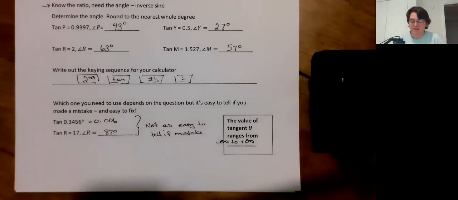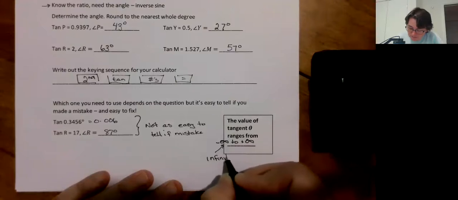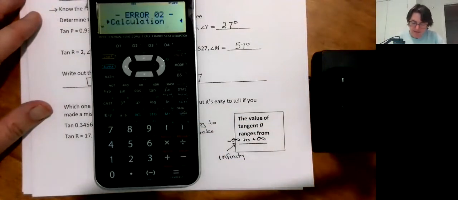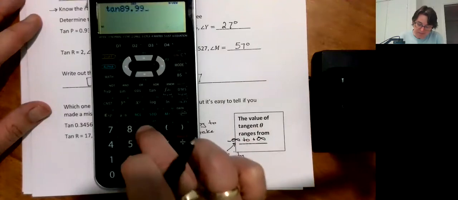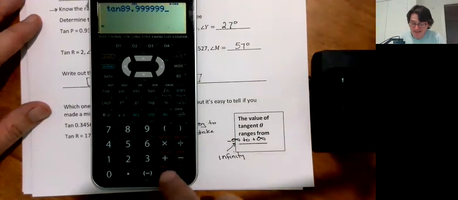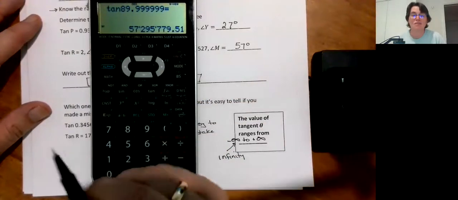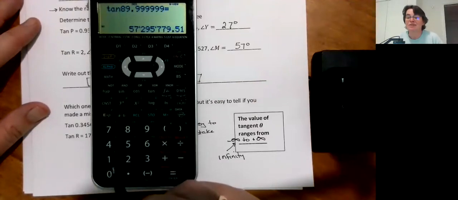And one last thing, the value of tangent ranges from negative infinity to positive infinity. Let's see what happens. Go tangent 90. Nope, it just gives me an error. It actually is infinity. Tangent 89 point, as close as I want to get to 90. You can see, oh my goodness, that's like 57 million. So as you approach 90, it's going to approach infinity.